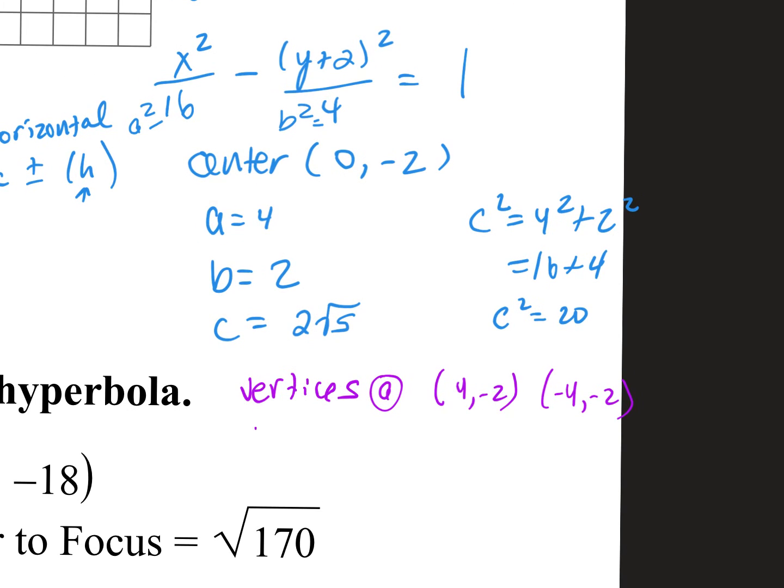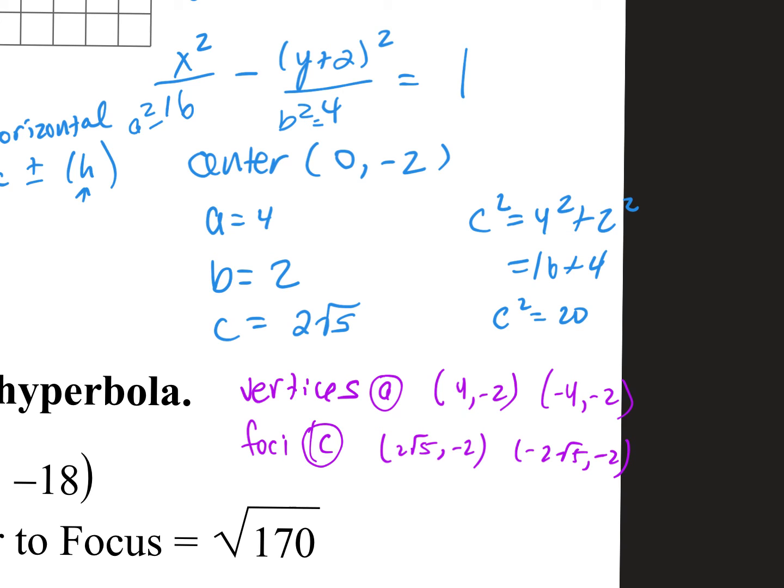If I want to find the foci, what letter do I look at for foci? A, B, or C? C. And again, we're moving left to right. So I'm going to add and subtract that value from the x part of my center. So it would be what? 2 root 5, comma, negative 2. And negative 2 root 5, comma, negative 2. Good.